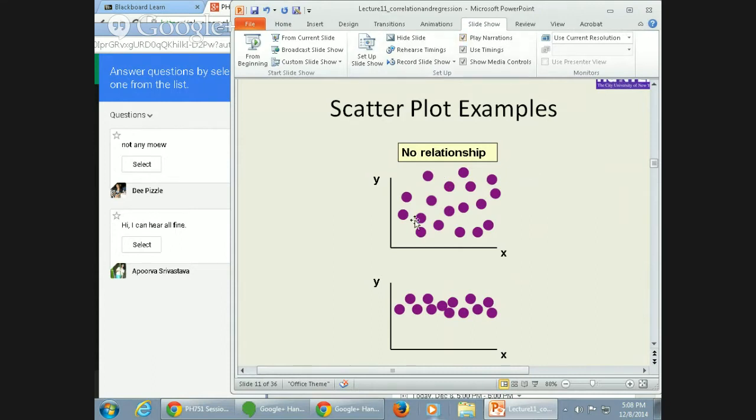Here are a couple examples of no relationship. So x and y have the same variance, but knowing about x doesn't give you any improved ability to guess what y will be. And that's the same case here. It's just here y has a lower variability than x. It's the only difference between these two.